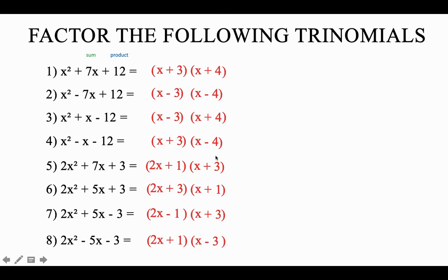If you want to make sure that they are the correct factors, multiply them by using the FOIL method and you will go back to the given.